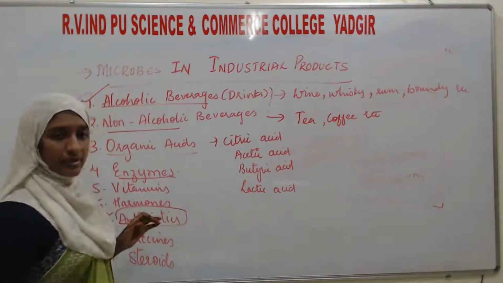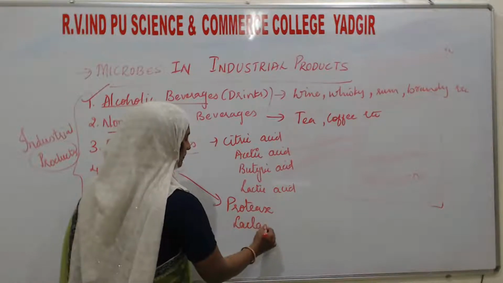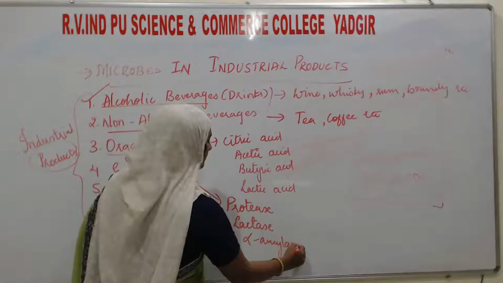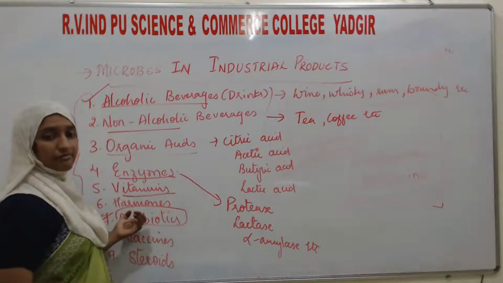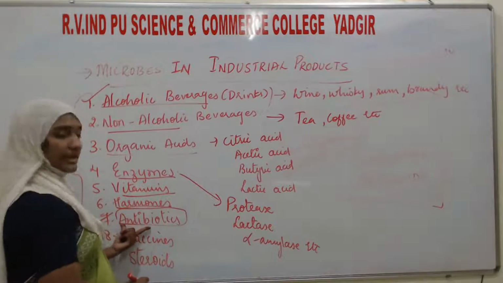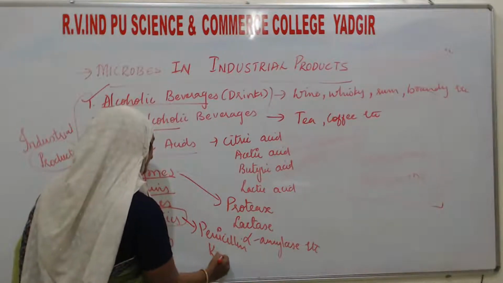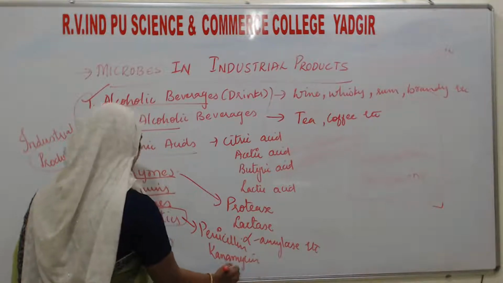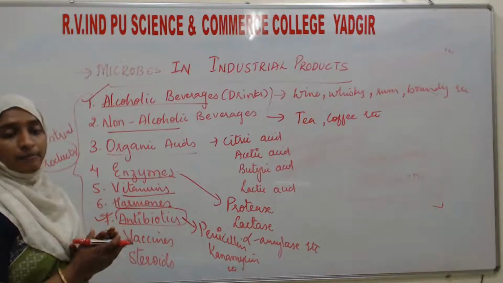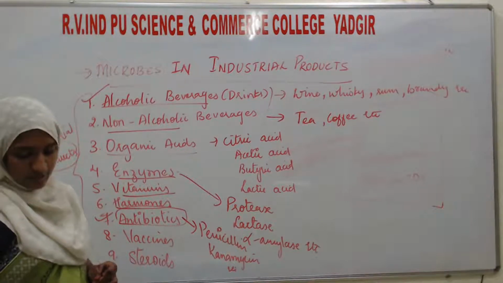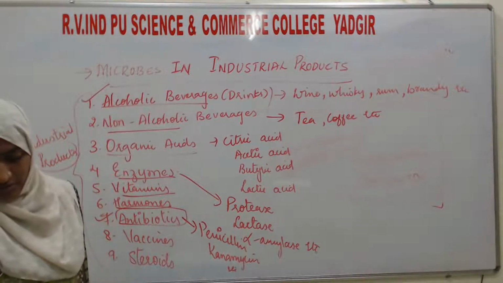Then there are enzymes such as protease, lactase, alpha amylase, etc. All these enzymes are produced at the industrial level by the use of microbes. Certain vitamins and hormones are produced, then antibiotics such as penicillin, kanamycin, tetracycline, etc. Then vaccines and certain steroids are also produced by the use of microbes. Okay. So first we will see about the fermented beverages, that is the alcoholic beverages. So let's see.